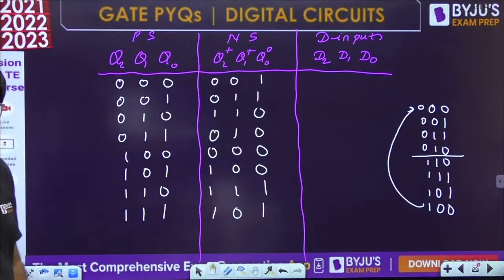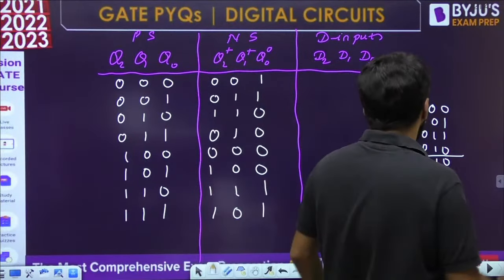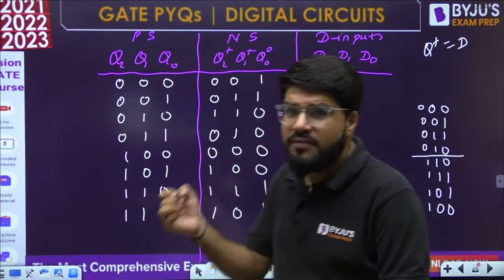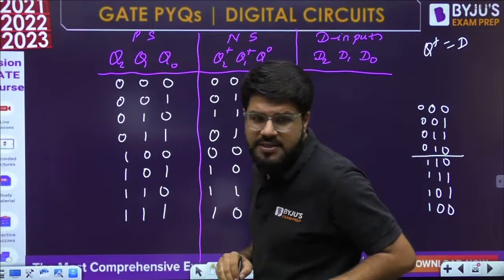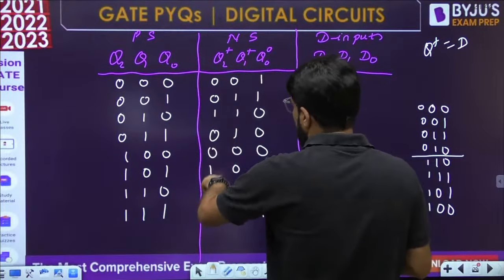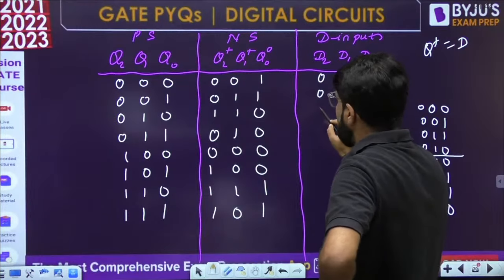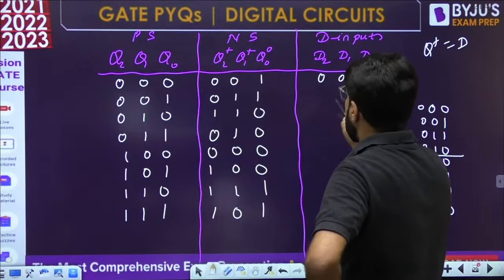But what is the functionality of the D flip-flop? We know that Q plus equals D. For any D flip-flop, Q plus equals D. That means whatever is Q plus, the same has to be D. Then only the next state can be obtained. So all these things will be copied here. It is easy for me to copy the whole thing as it is.